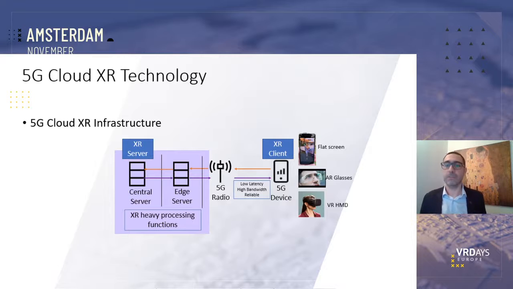This is a cloud infrastructure. You have an edge server or central server. You have 5G connectivity to the 5G device, and since you have 5G, you guarantee quality of low latency, high bandwidth, and reliability. So everything is processed in the server and sent as a video to the device. So simply the device only needs to decode and send some information to the server to process XR.